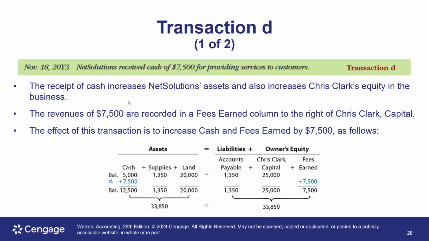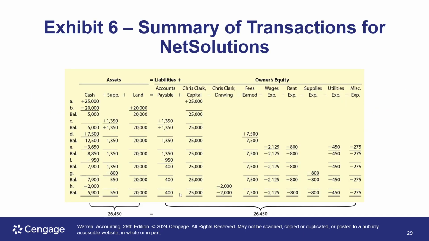Now, if Net Solutions receives cash for $7,500 for providing services to customers, what would that look like? Well, we have fees earned. We got an extra $7,500 in cash, so that brings our cash balance up to $12,500. We have fees earned of $7,500. That's part of the owner's equity side of the accounting equation. So still assets are $33,850. The liabilities plus owner's equity are also $33,850. Now we have a summary of all the transactions for Net Solutions, which are also available in your textbook.